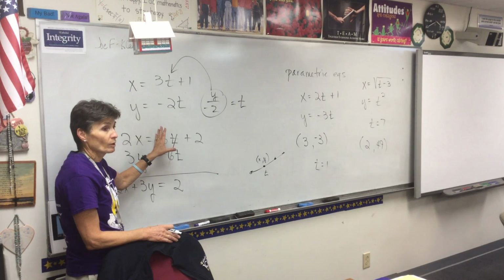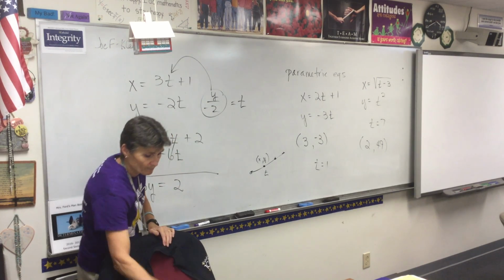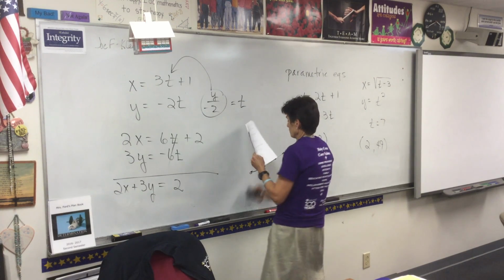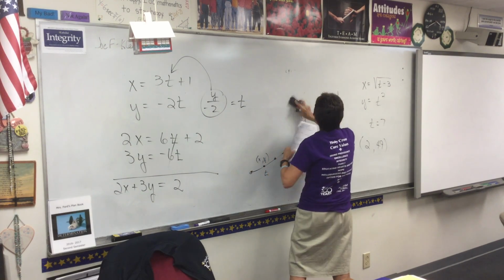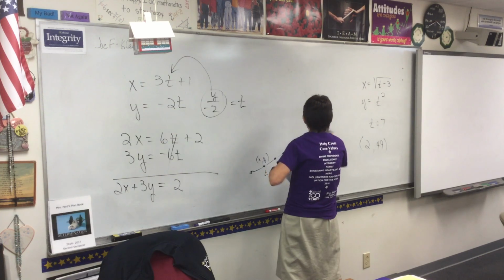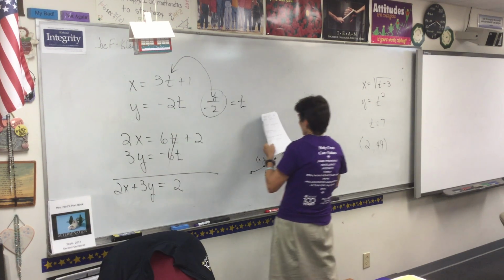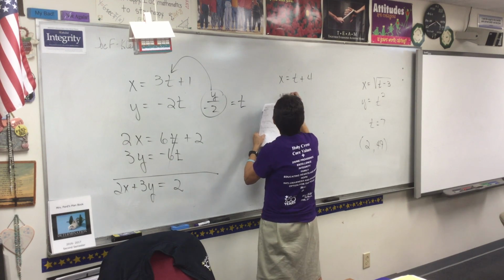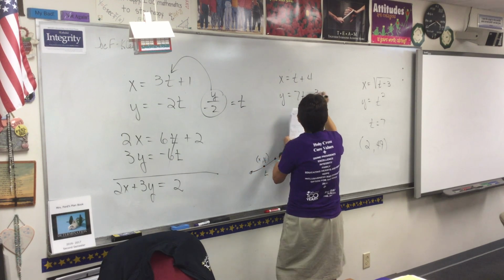So, substitution or elimination. Let's try the next one. Give the next one a shot. Our parametric equations are x equals t plus 4 and y equals 7t minus 3.